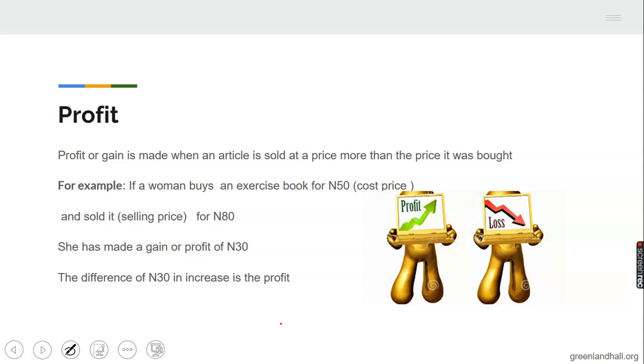For example, if a woman buys an article, an exercise book, for 50 naira, that is the cost price, and sells it for 80 naira, that is the selling price. Now she has made a gain of 30 naira. I hope you know how you got the 30 naira. The difference of 30 in increase is the profit.